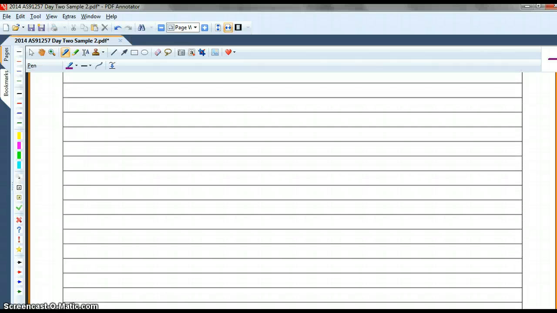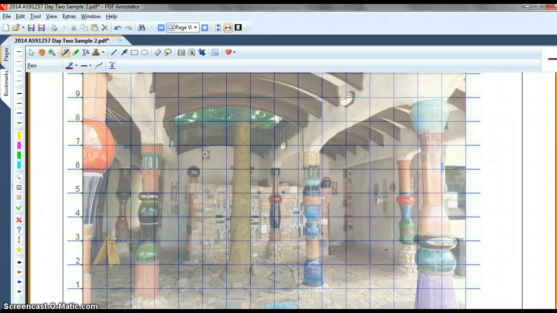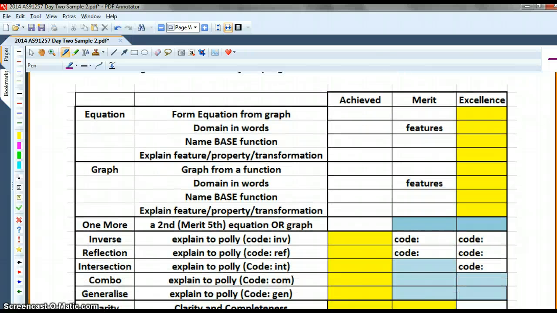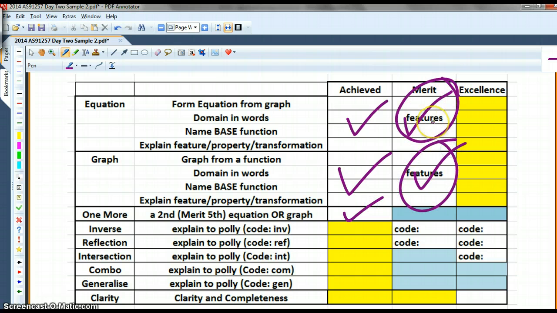Now, if you get the chance to choose things to do, you want to show off your skills. So if you show off your skills, you need to know this grid really well. So, what do you have to do for excellence? You need 2 equations, you need 2 graphs, and you need 1 or 2 others. Make sure that 2 of them are done beautifully, absolutely comprehensively, which means you've got all of the features of the graph, you've got the domain, you've got the range, you've got the transformations, you've named the base function.